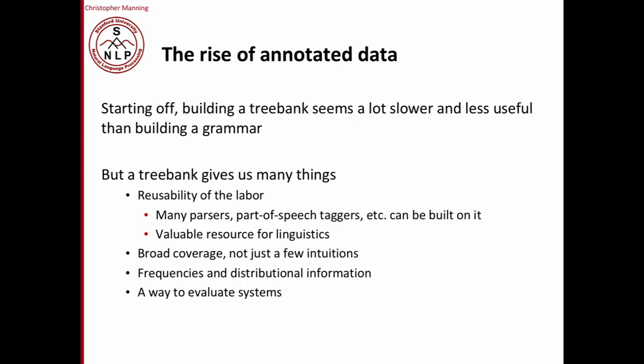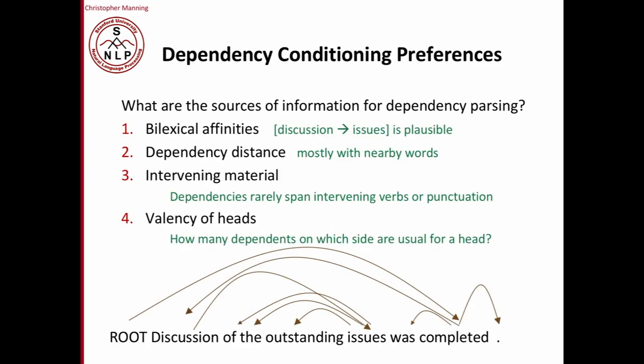So how are we going to build dependency parsers? Well, somehow we want models that can capture what's the right parse. Thinking about it abstractly, there are different things that we can pay attention to. One thing is the actual words. Discussion of issues is a reasonable thing, so it's reasonable to have issues as a dependent of discussion, whereas discussion of outstanding sounds weird, so you probably don't want that dependency.